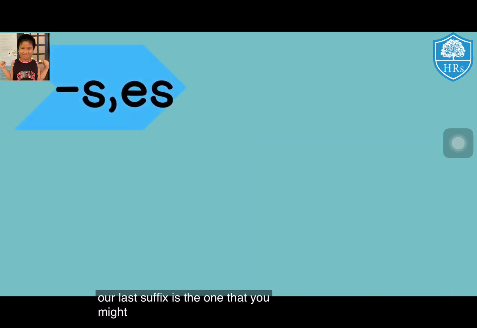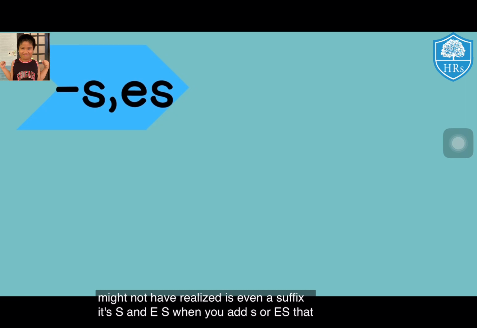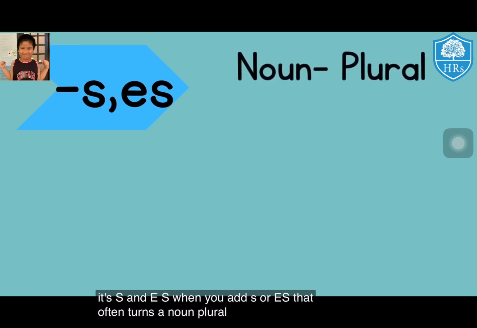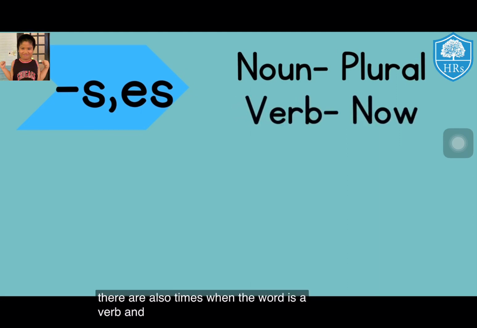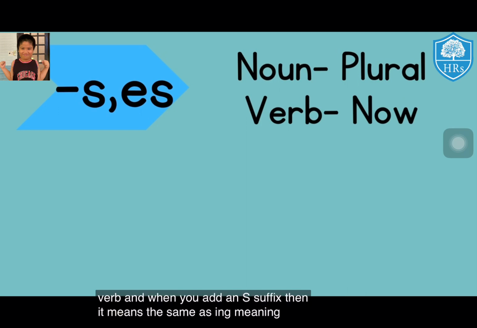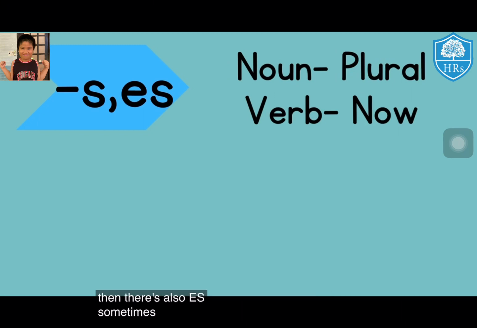Our last suffix is the one that you might not have realized is even a suffix. It's s and es. When you add s or es, that often turns the noun plural, meaning more than one. There are also times when the word is a verb, and when you add an s suffix, it means the same as ing, meaning that it's happening right now.